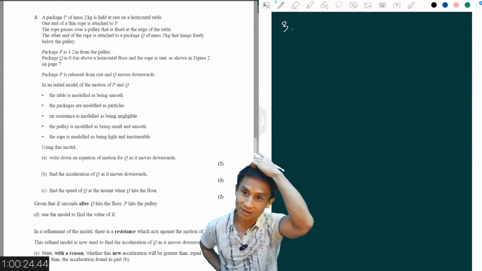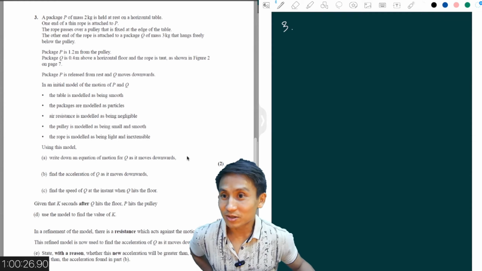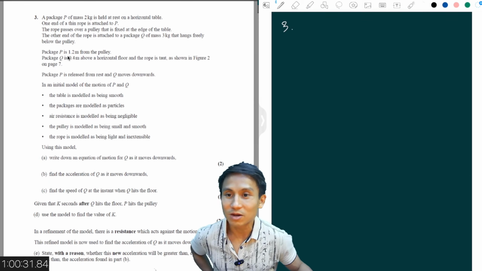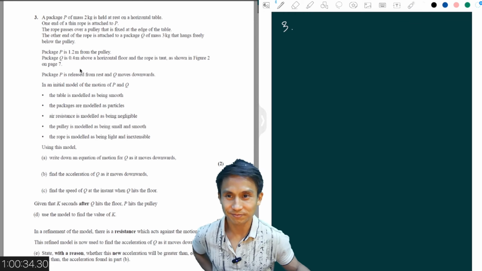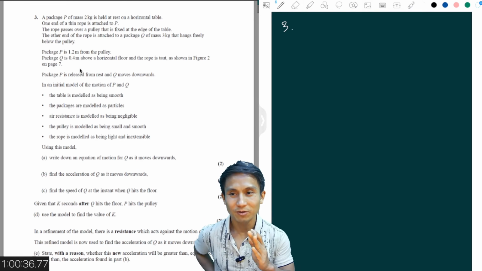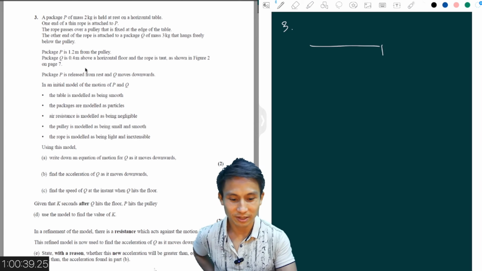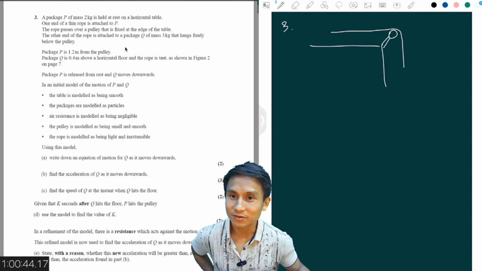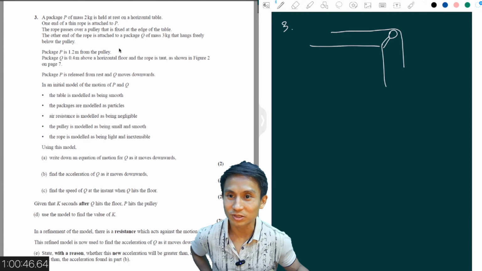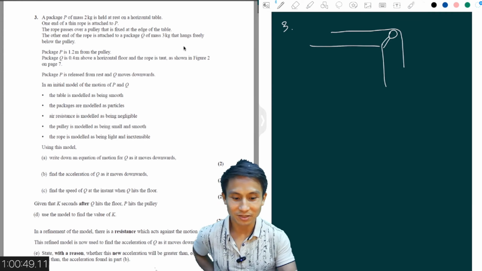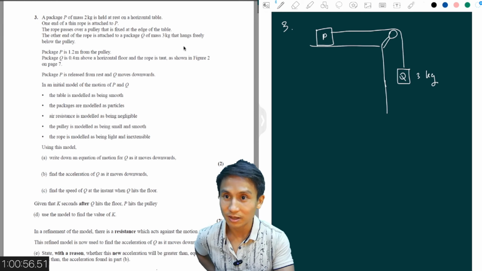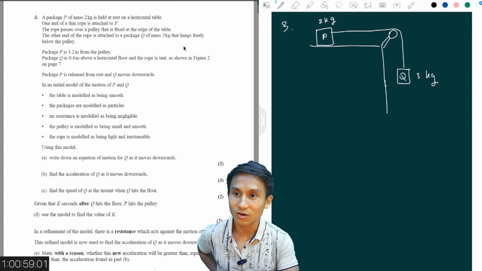A package P of mass 2 kilograms is held at rest on a horizontal table. One end of a thin rope is attached to P. The rope passes over a pulley, it's going to be a pulley like that, and then like that, I guess, that is fixed at the edge of the table. The other end of the rope is attached to a packet of mass Q that hangs freely. This is Q, hanging freely, 3 kilograms below the pulley. And this is package P of mass 2 kg on a horizontal.